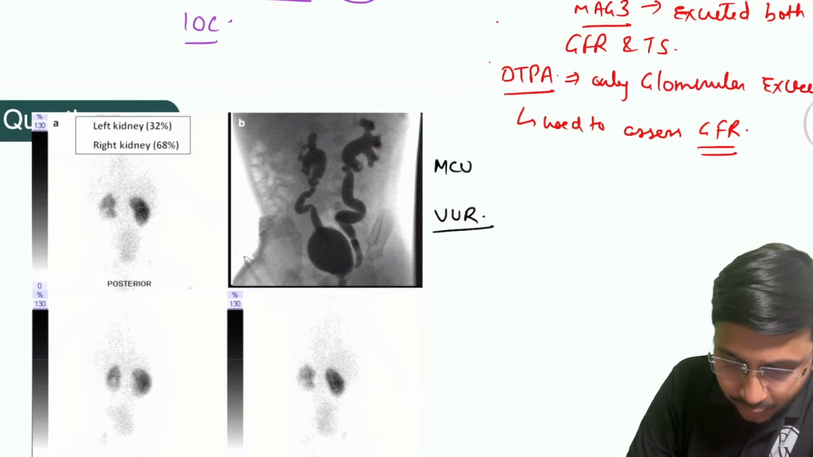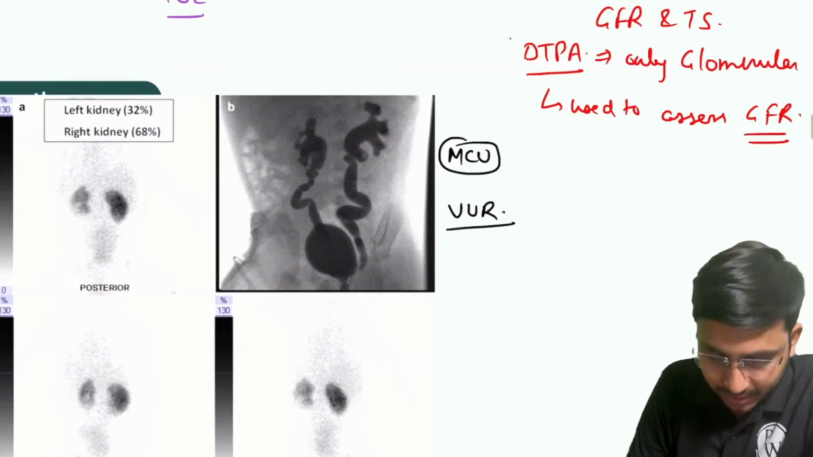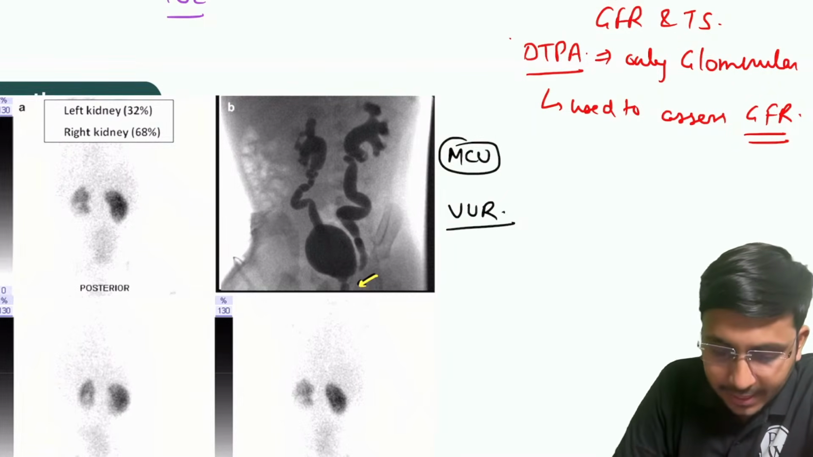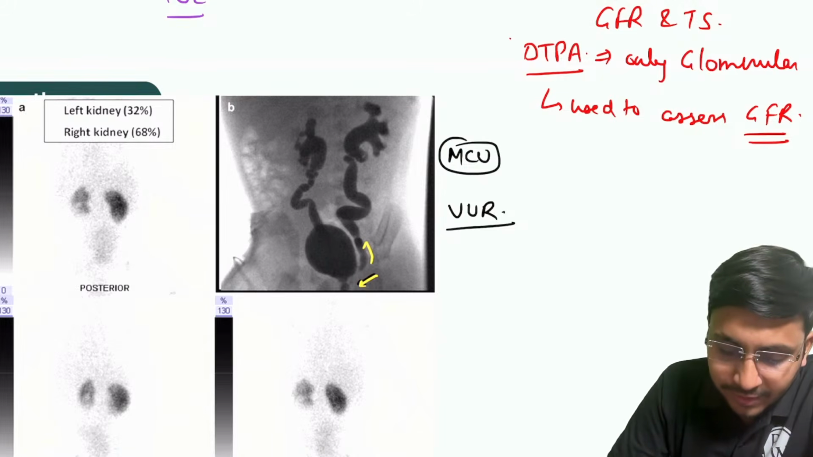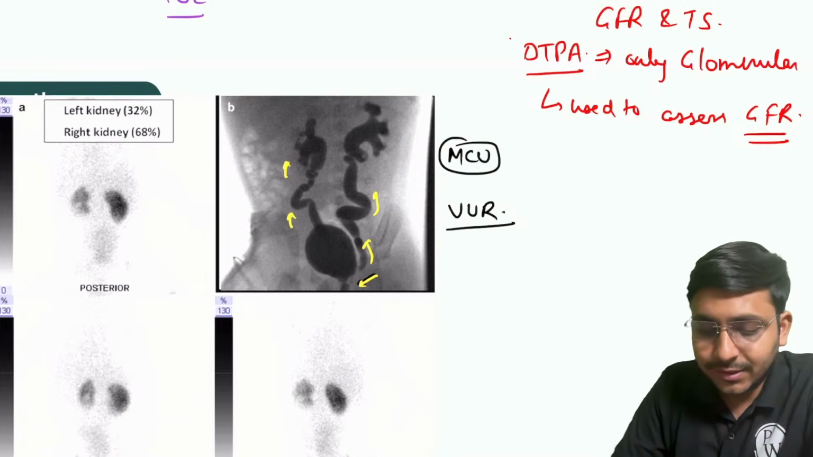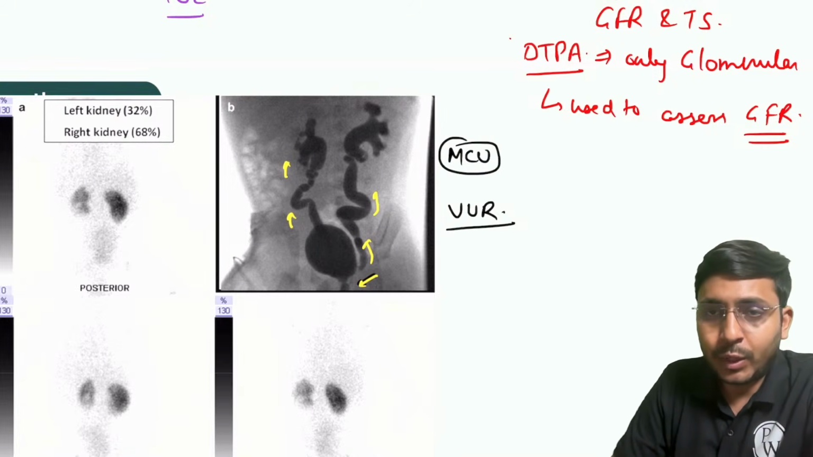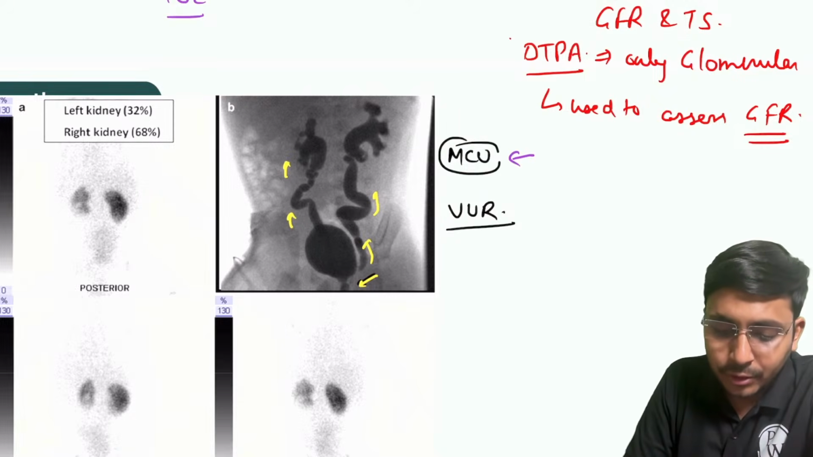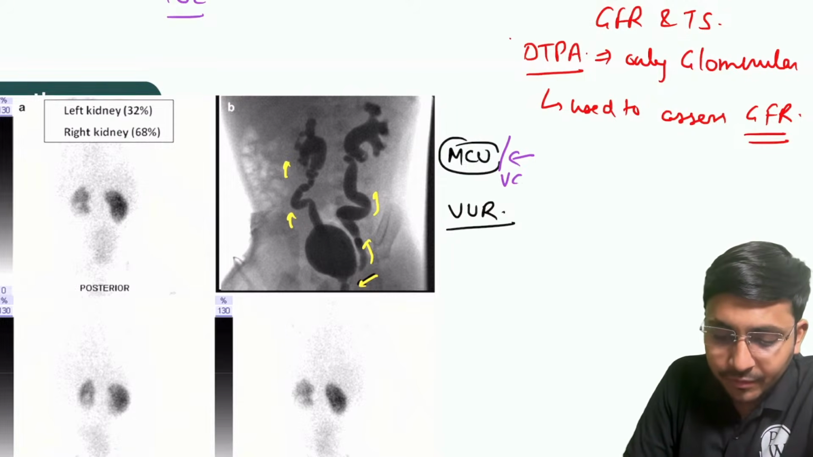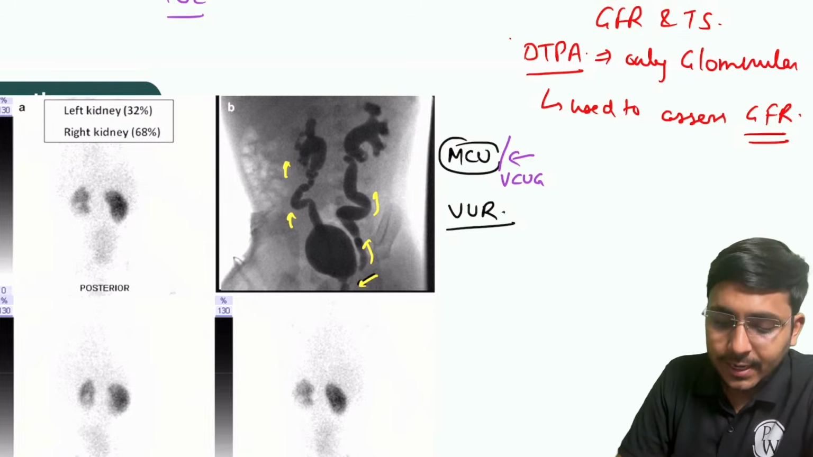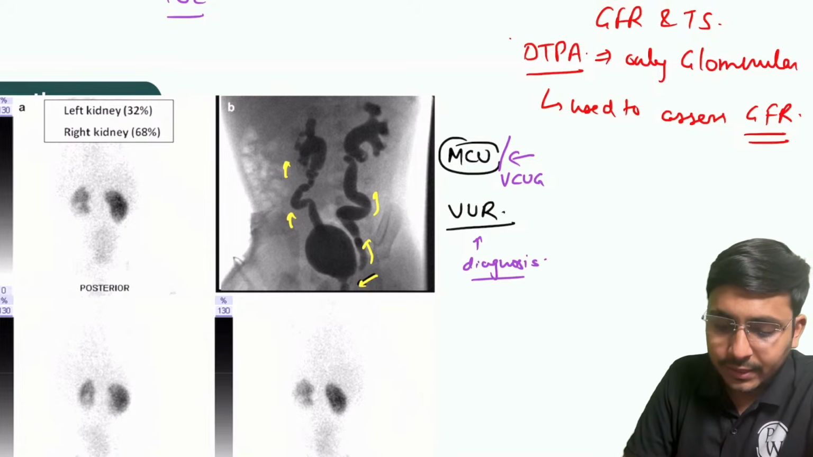This is an MCU or a micturating cystourethrogram. The patient is voiding here. ठीक है, urethra दिख रही है हमें, right? And while voiding, you see that there is reflux of contrast into the ureters and the renal pelvis. This is vesico-ureteric reflux. And what is the name of this investigation? This is MCU or micturating cystourethrogram. दूसरा क्या नाम है इसका? VCUG, voiding cystourethrogram. And diagnosis is vesico-ureteric reflux.